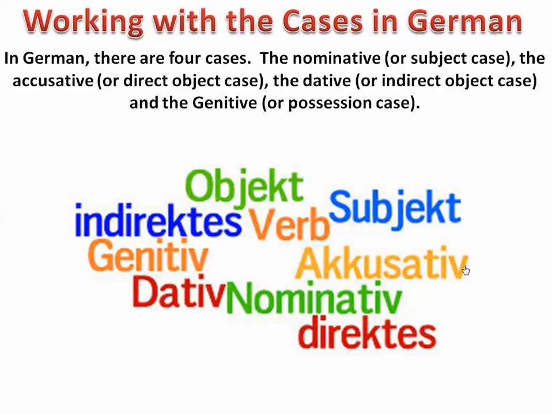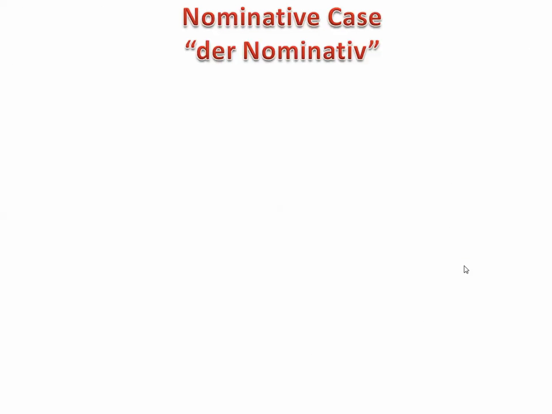So today in this video, I want to say at the outset that there are four cases in German: the nominative, the accusative, the dative, and the genitive. And we're going to look in this video at the nominative, the accusative, and the dative, and we're going to save the genitive for another video. But the good news is we've already made several videos about the genitive, so you can go on our website and look at that. Okay, so let's start with the nominative case, or der Nominativ.